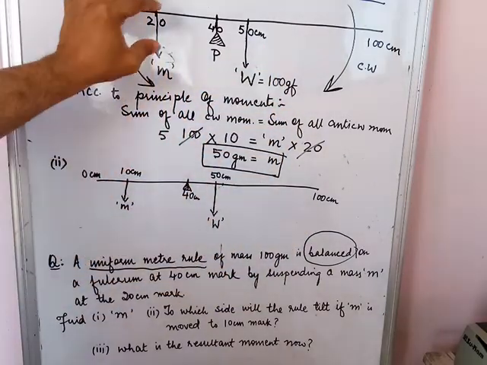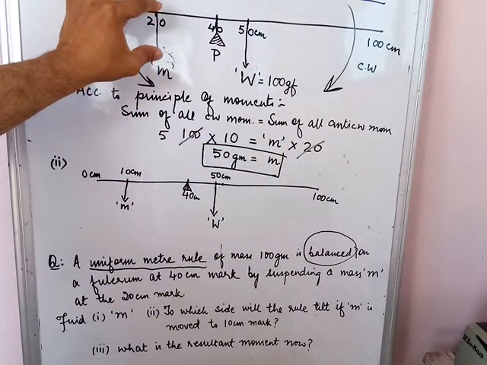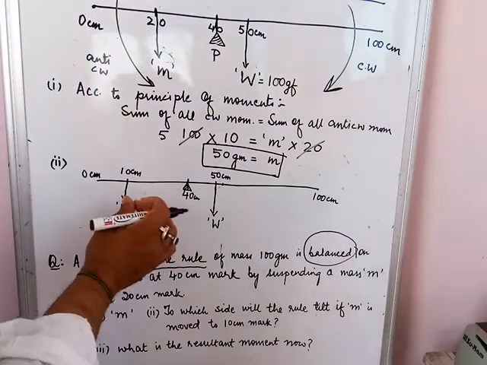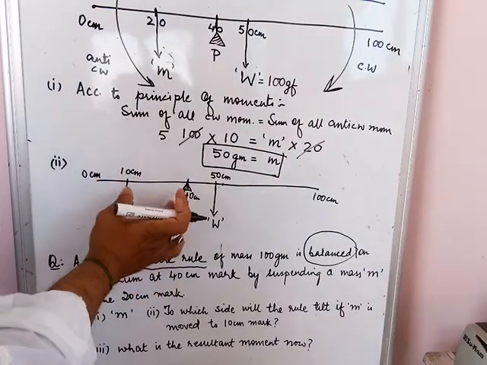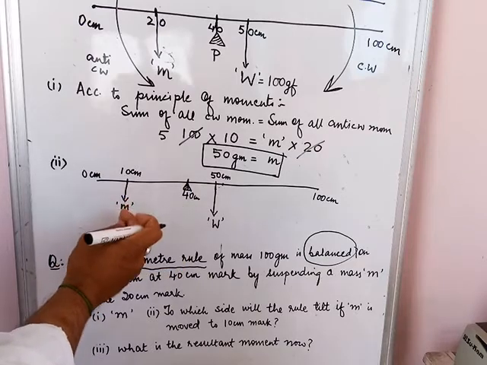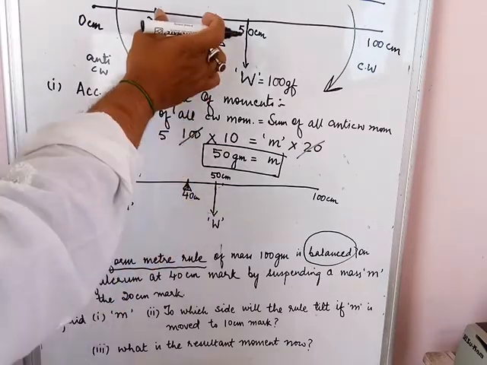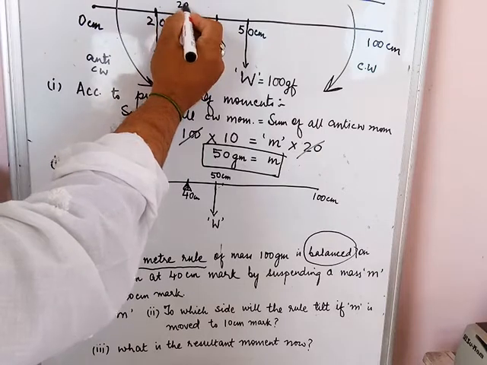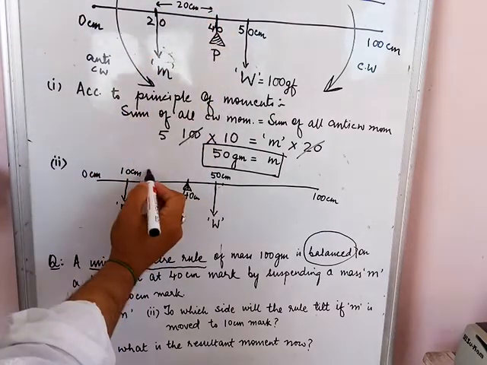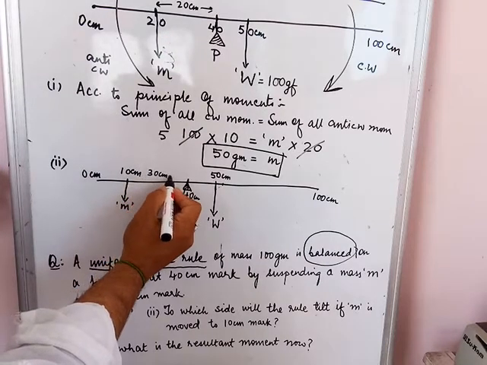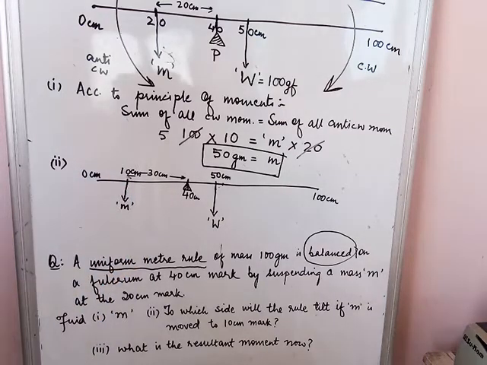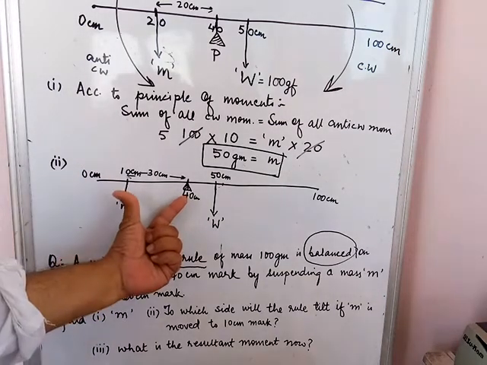What we have done is we have moved this mass M, which was acting at 20, further away from the pivot. By moving it further away from the pivot, the distance between this force and this pivot, which was earlier 20 centimeter as you can see here in this diagram, has now increased to 30 centimeter. So obviously this distance has increased.